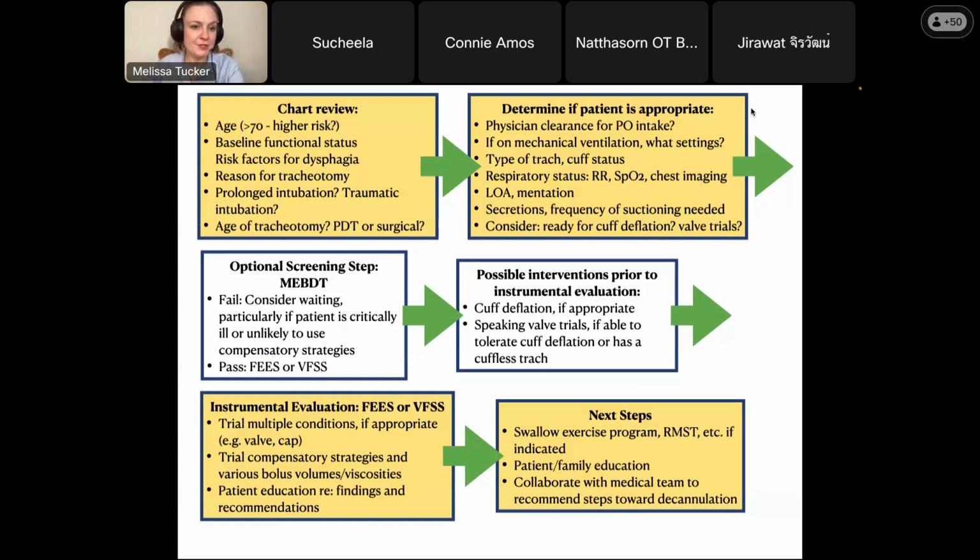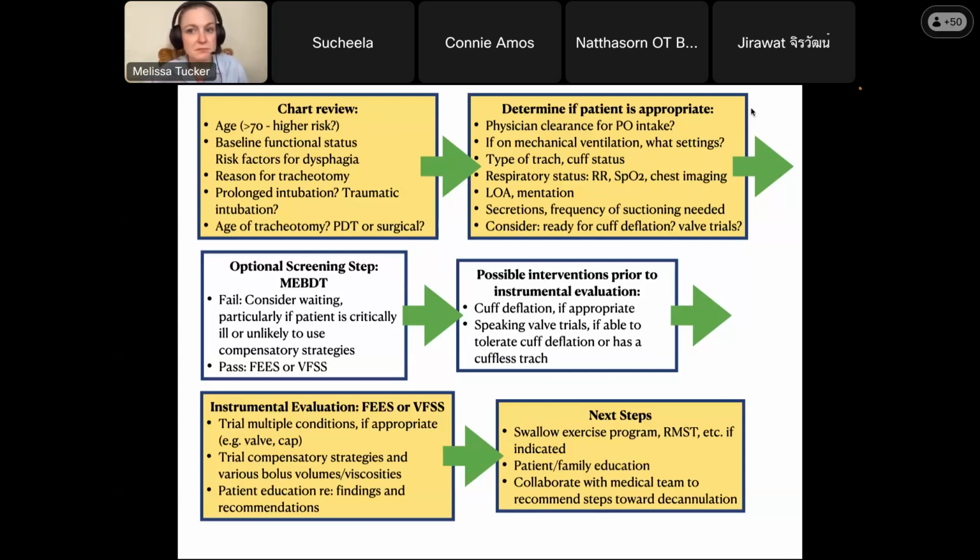So an optional screening test that I might do with the patient, particularly if I think that they might not be ready for an instrumental evaluation, I might do a modified Evans blue dye test. And if they fail, if they have return of blue dye, I would consider waiting and trying again in a day or two, particularly if that patient is critically ill or they're unlikely to be able to use compensatory strategies. If they pass my modified Evans blue dye test, then I might go ahead and do a FEES with that patient or a video fluoroscopic swallow study, depending on the patient and the situation.